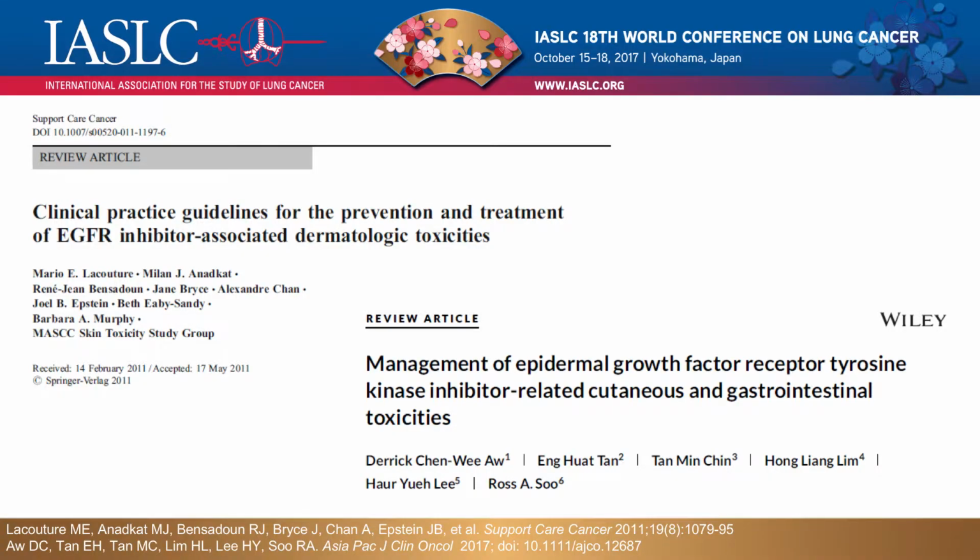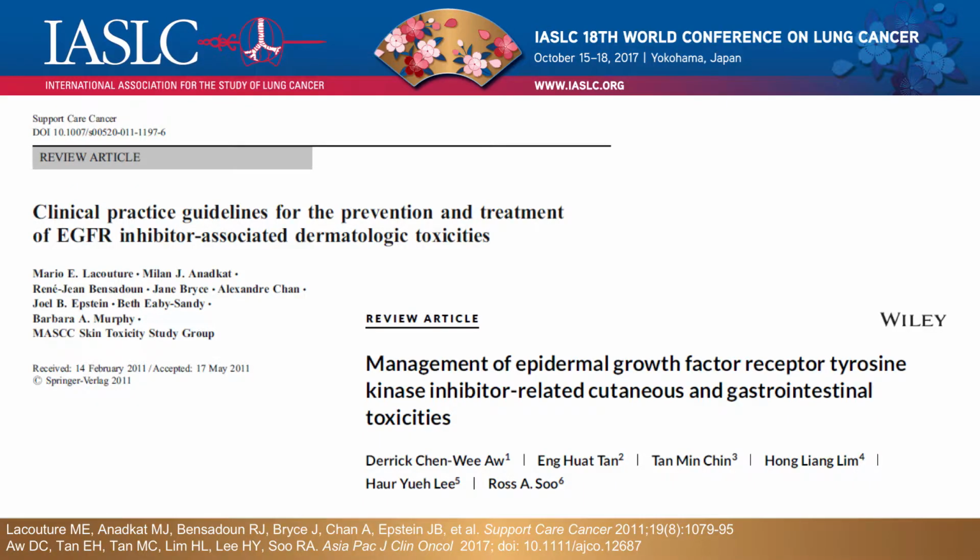Beth and I were serving on the MASCC skin toxicity guidelines. We came up with the EGFR inhibitor-associated dermatologic toxicity guidelines that were published quite a number of years ago. Over the years, many guidelines have also been developed. My lung cancer doctors decided to get together within Singapore and came up with a management guideline, published very recently in JCO Asia Pacific, looking into how to manage TKI-associated cutaneous and GI toxicity.